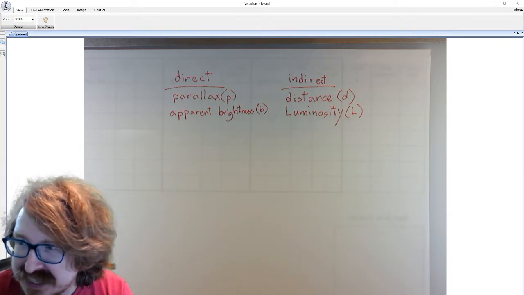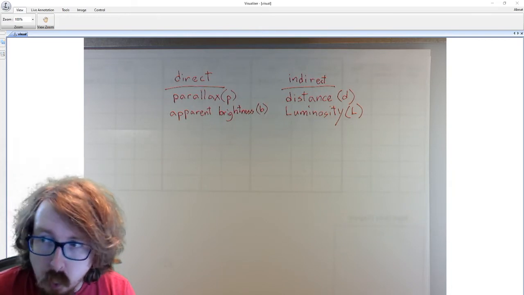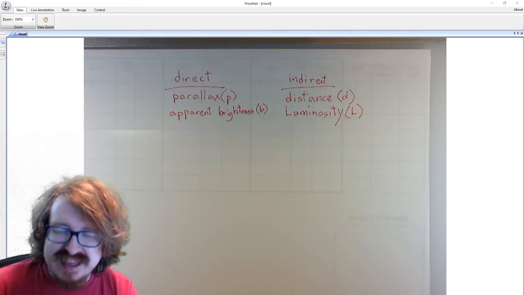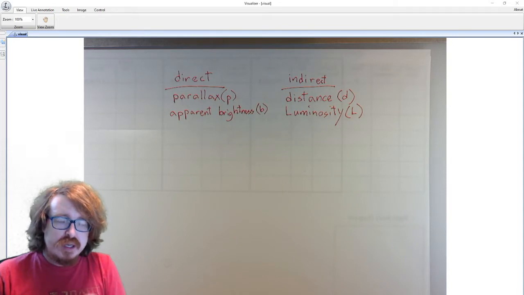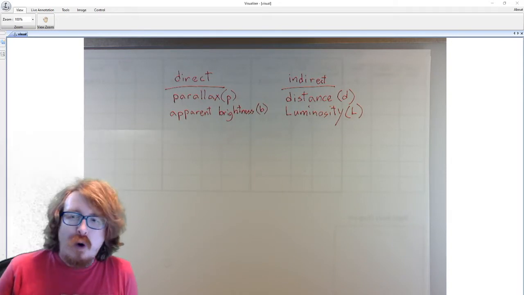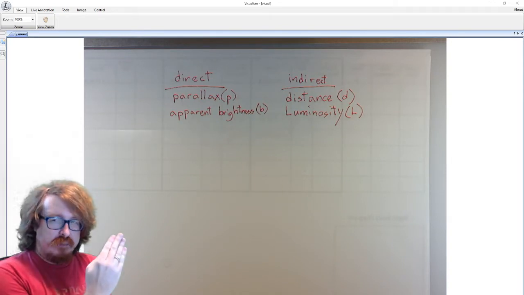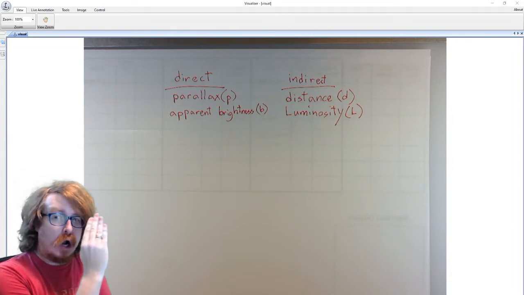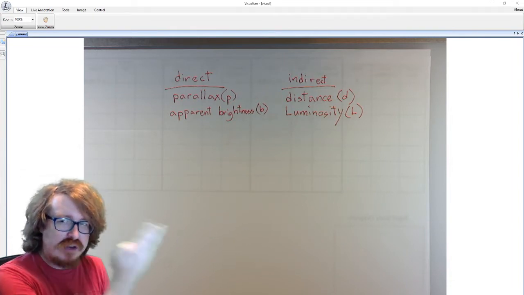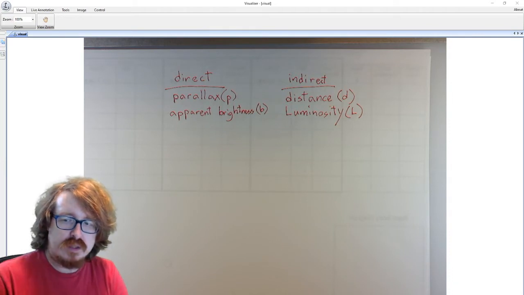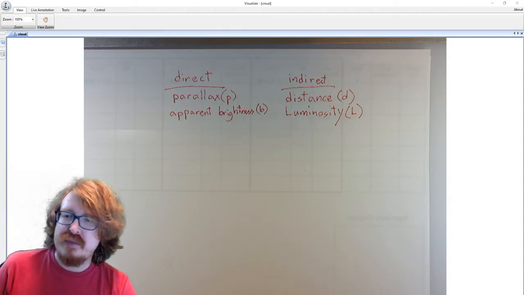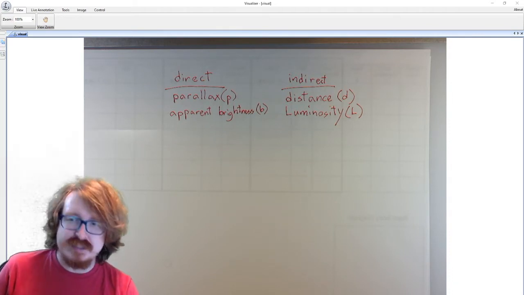Now, what we have to get here, though, is this. Everybody knows that things that are farther away look dimmer. Why do they look dimmer? Why is it that stuff looks dimmer when it's farther away? This is a hard question, so give it a try. See if anybody can figure it out.